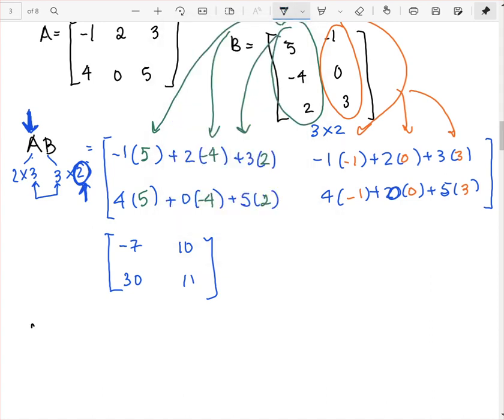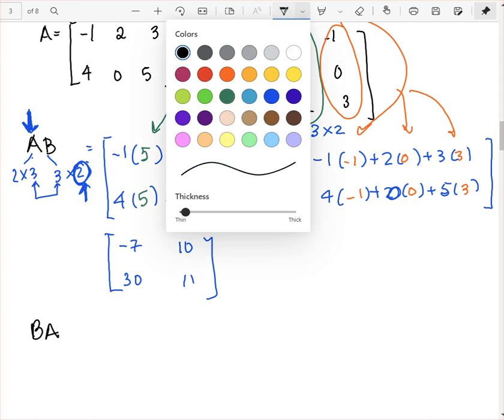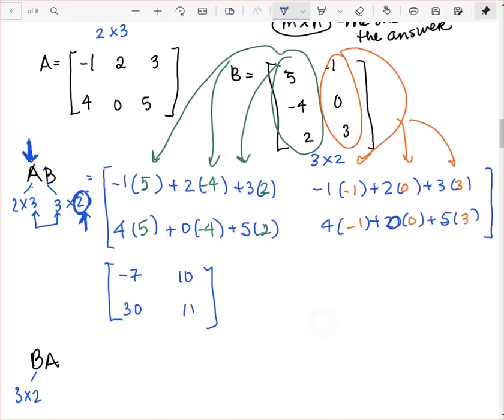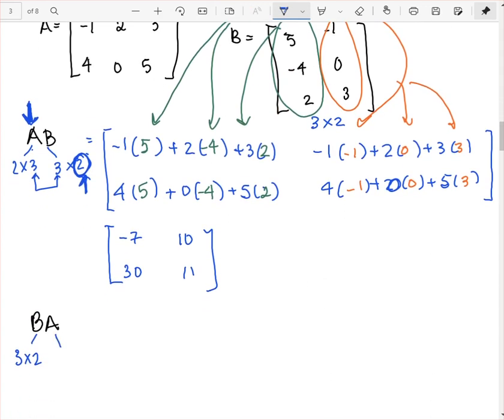Now let's say I want to do BA. B is 3 by 2. You see the order there. And A is 2 by 3. Again, look at the middle. It's the same. So that means we can actually multiply these.